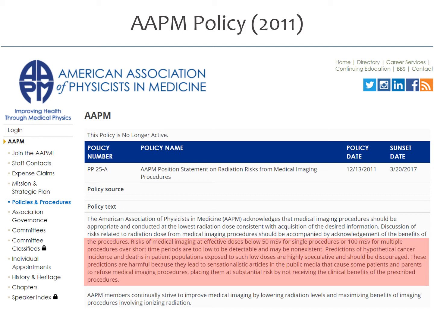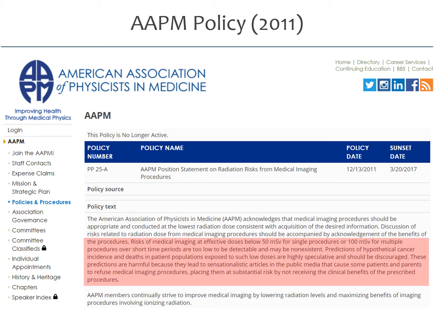This is one that was issued by AAPM, the American Association of Physicists in Medicine, in 2011, which stated that the risks from medical imaging at doses below 50 millisievert for single procedures or 100 millisievert for multiple procedures over short time periods are too low to be detectable and may be non-existent.